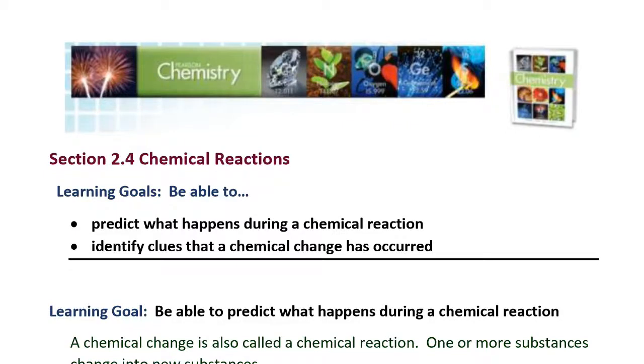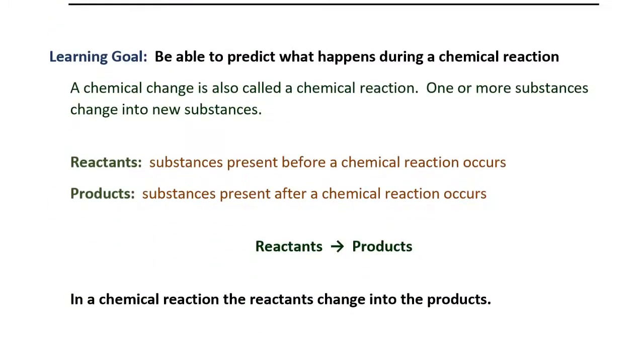This lesson is for section 2.4, chemical reactions. By the end of the lesson, you should be able to predict what happens during a chemical reaction and identify clues that a chemical change has occurred. Let's take some notes on that first learning goal. Be able to predict what happens during a chemical reaction.